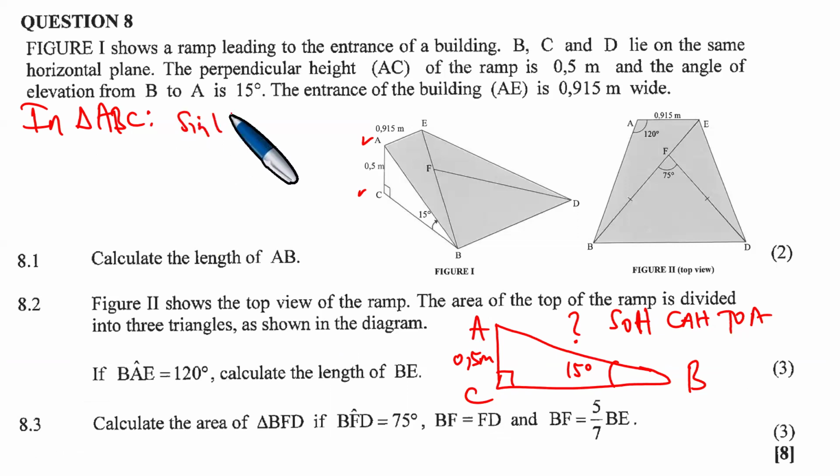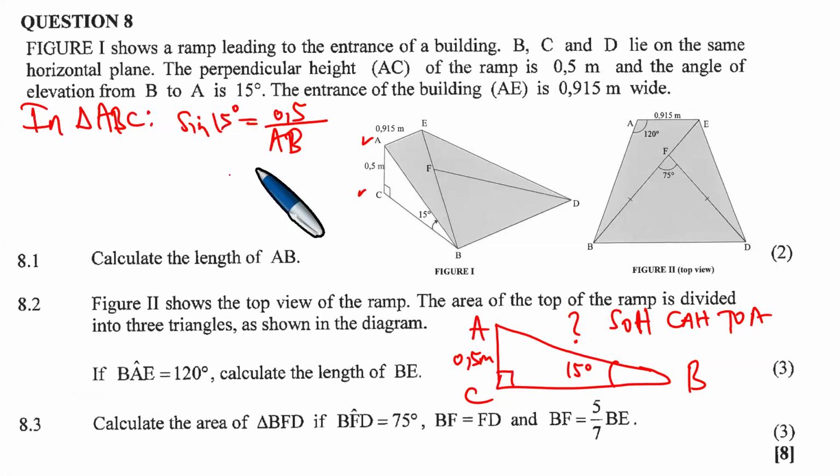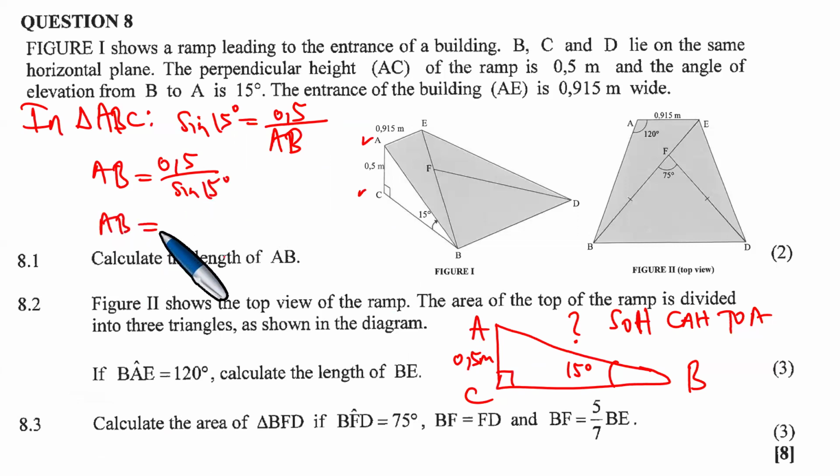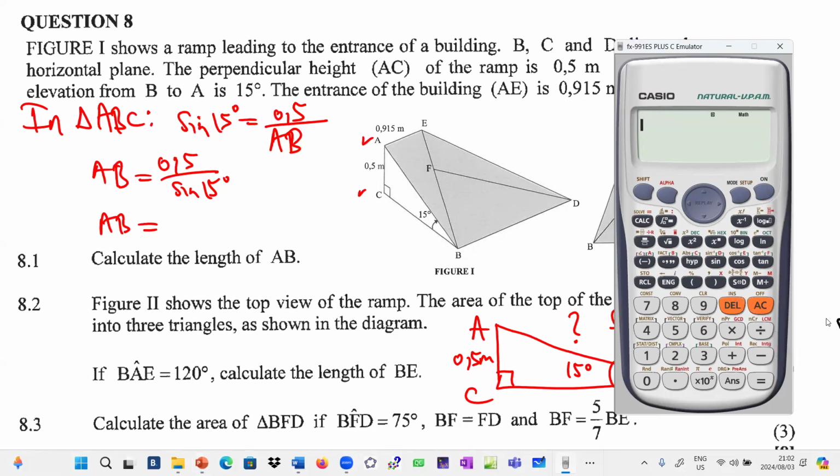So you're going to say the sine of 15 degrees is opposite over hypotenuse. The opposite is 0.5. The hypotenuse is actually AB, like so. You're on point. Well done. Now we continue to find AB. AB is the same as 0.5 divided by the sine of 15 degrees. Let us use a calculator to get the answer here.